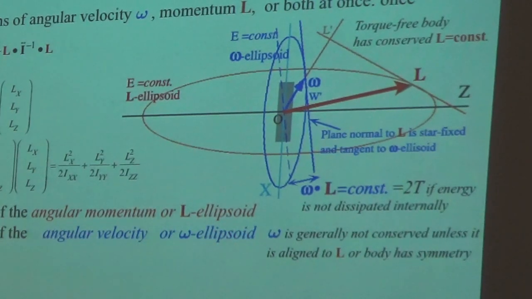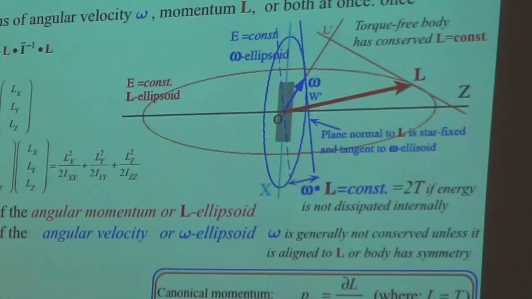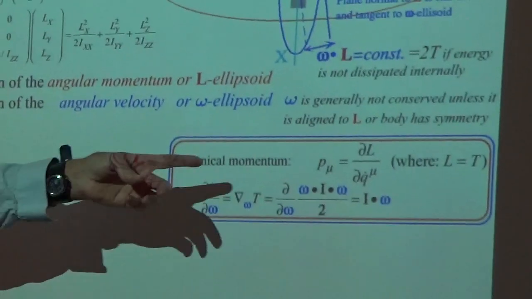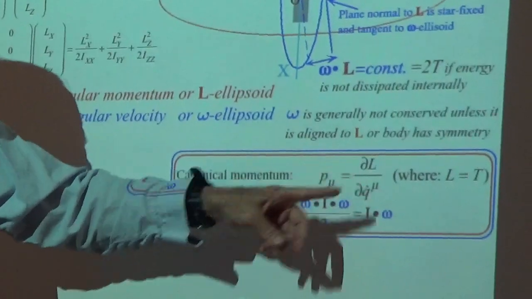Okay. Now, what we need to do is go ahead and look at the formal parts of this. Here's the canonical momentum we defined.